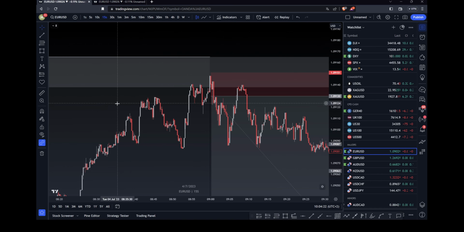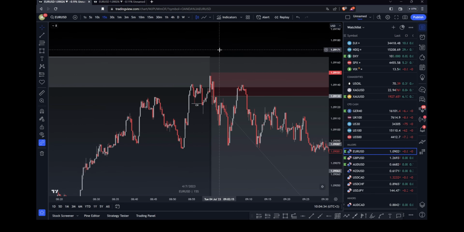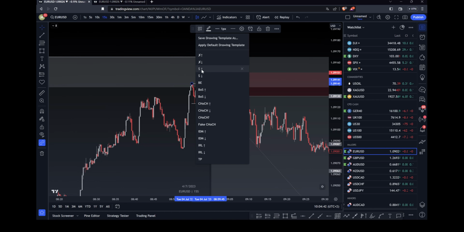Then we have another, so it swept this. Then we have a break of structure here, change of character I must say. But what it often does, after the change of character, it sweeps the highs again. And this was the sweep. And this is a clean entry model for me.